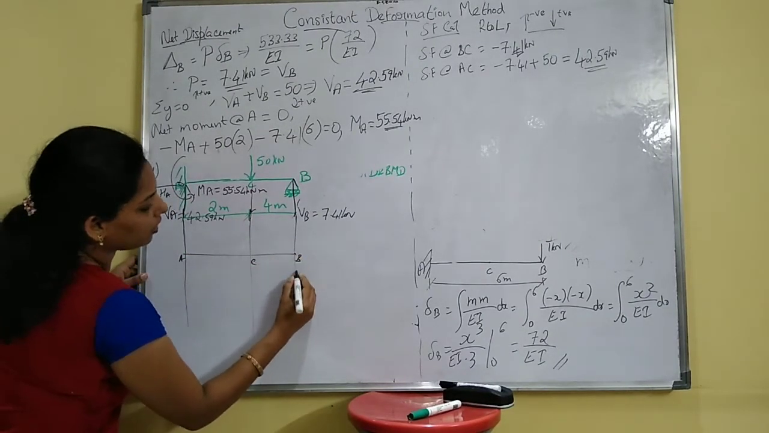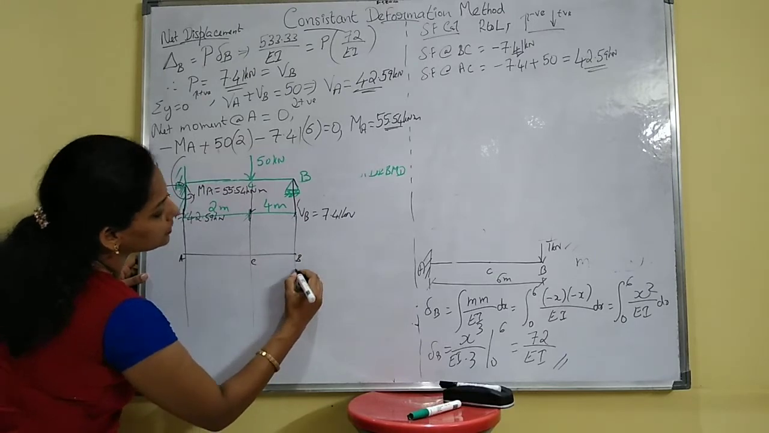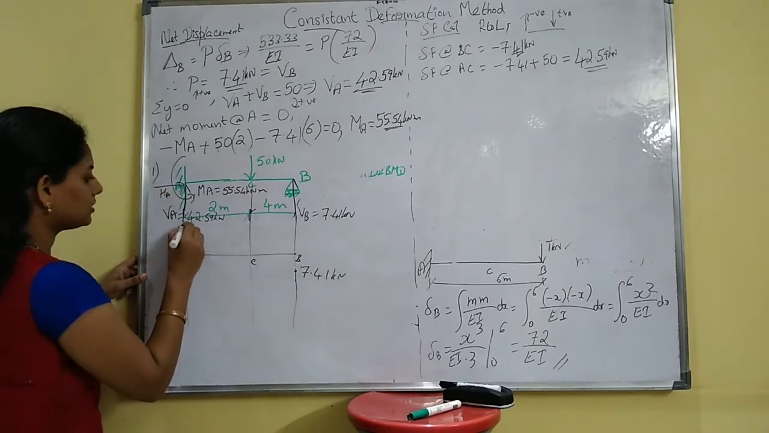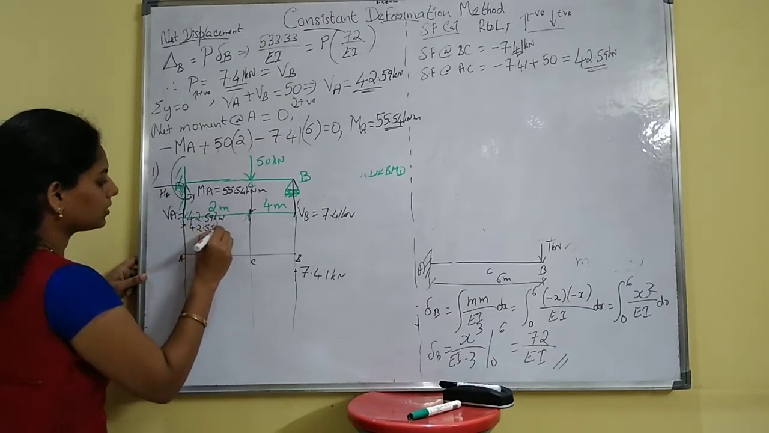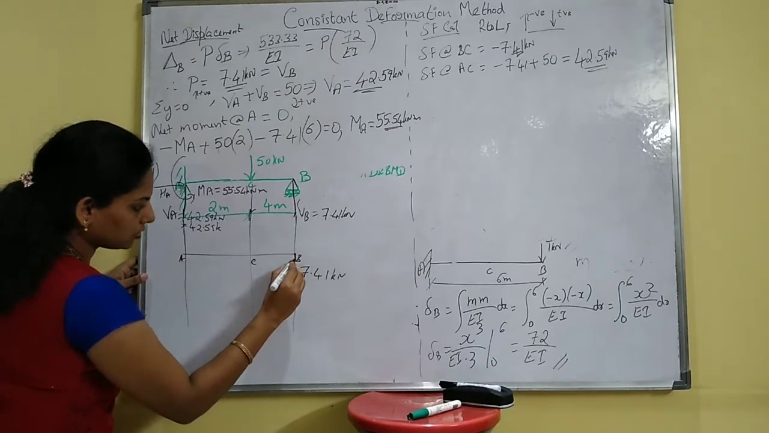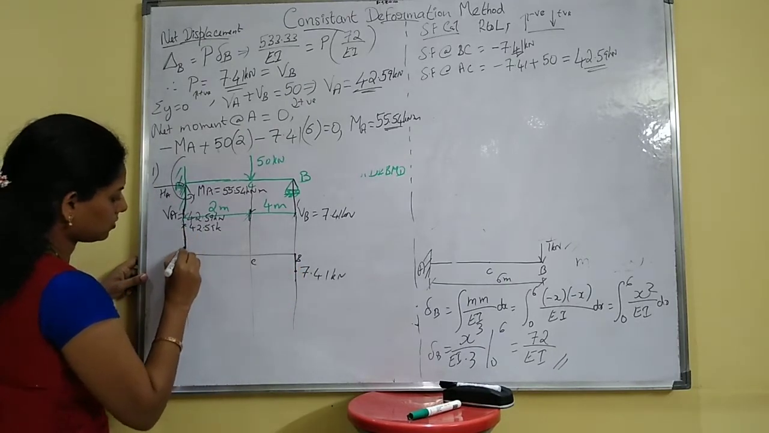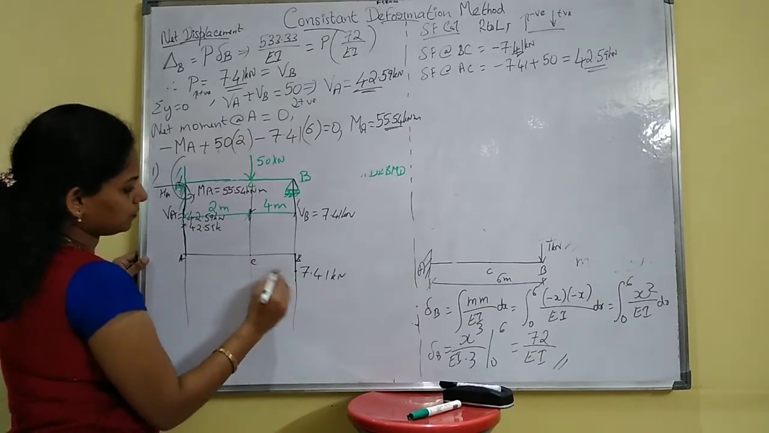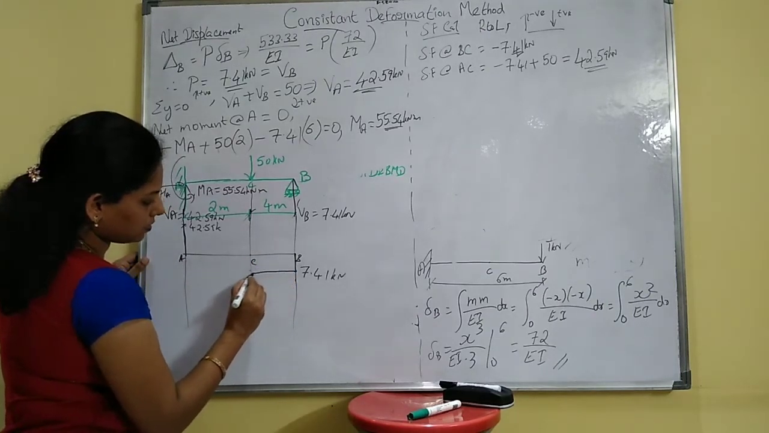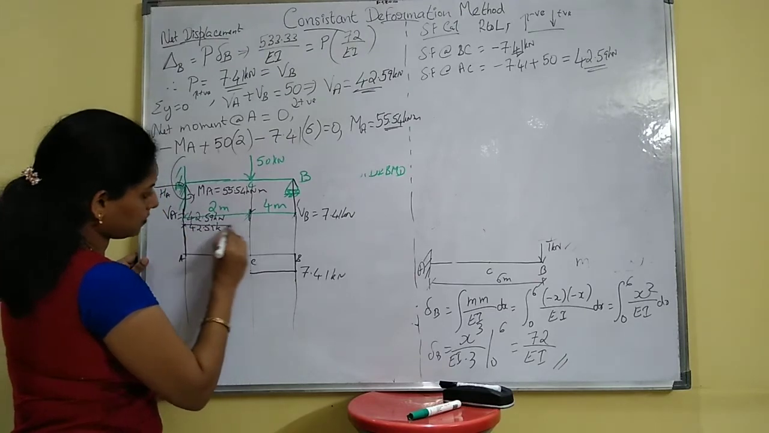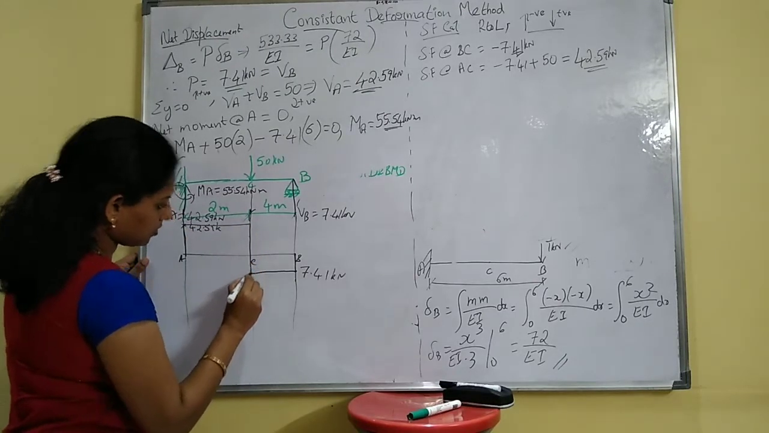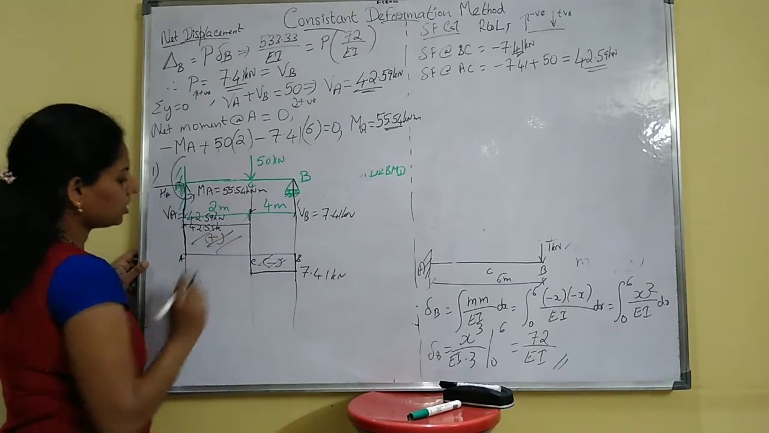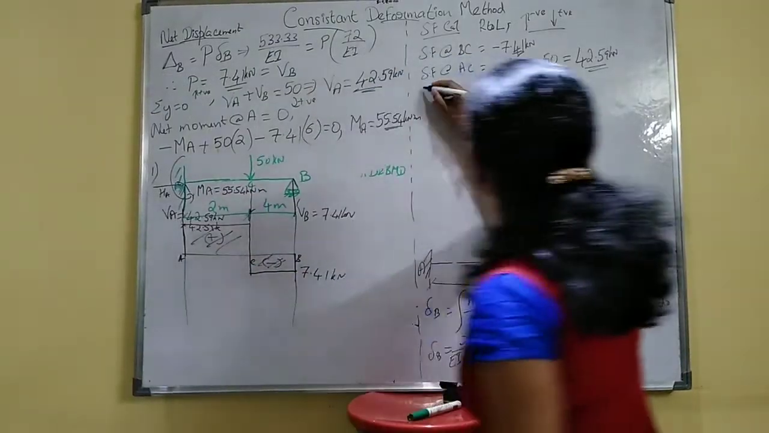ACB, here you have minus 7.41 and here you have plus 42.59 kilonewton. So this is your shear force diagram. Here it will be negative, here it will be positive. Okay, next we'll see the bending moment.